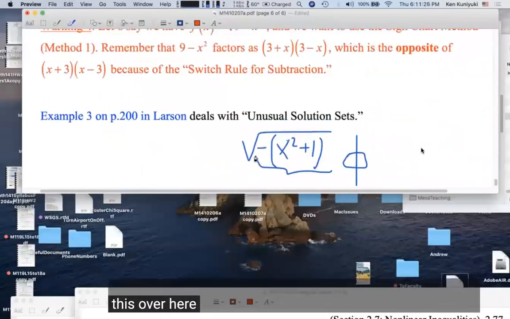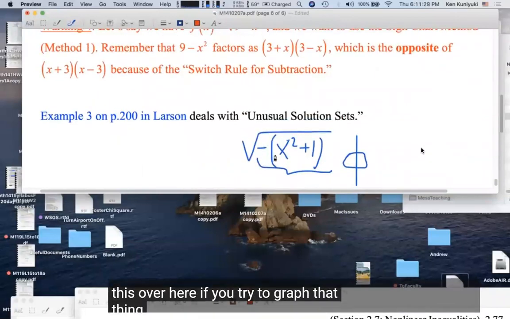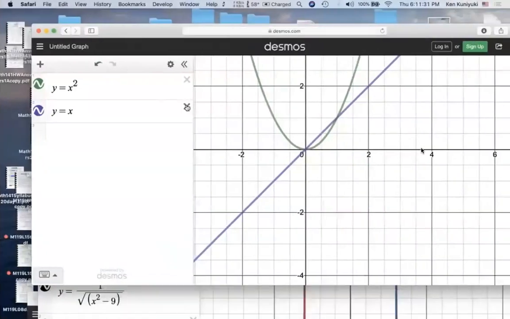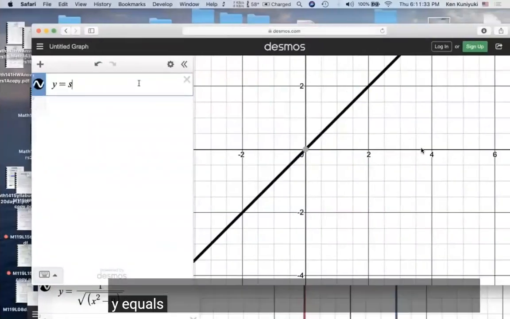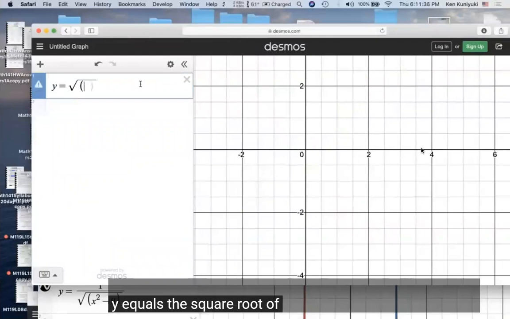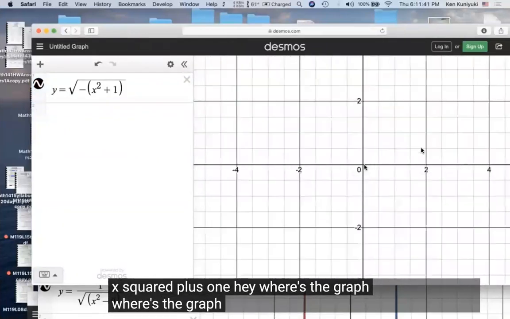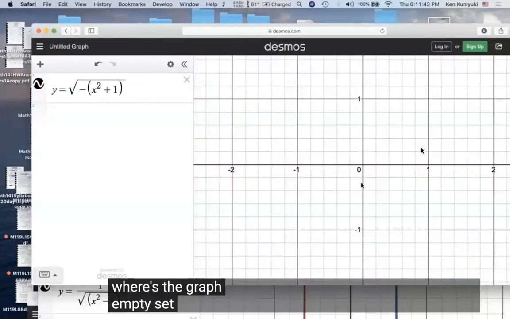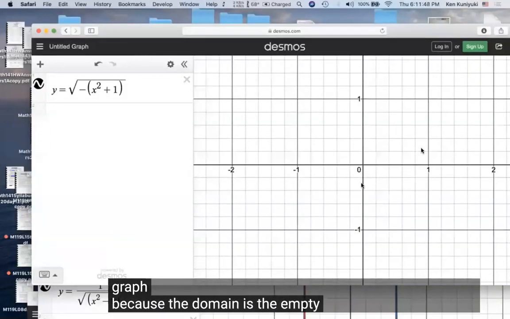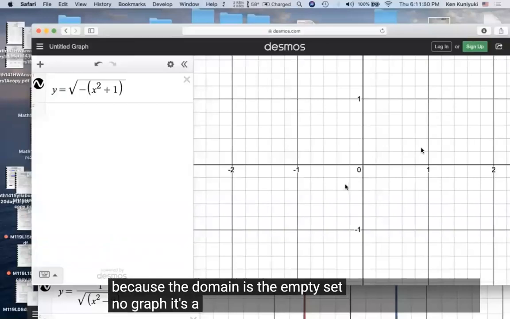This over here, if you try to graph that thing, y equals the square root of the opposite of x squared plus 1. Hey, where's the graph? Where's the graph? Empty set. It's a null graph. There's no graph because the domain is the empty set. No graph. It's a null graph.